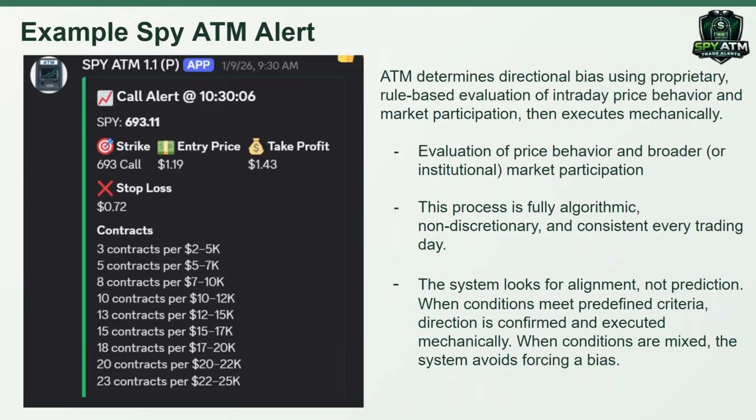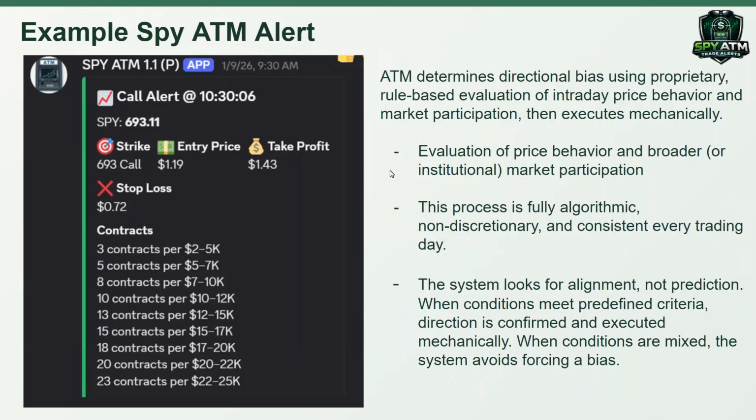Here's an example of the Spy ATM alert. This is given out in Discord, and every morning at 10:30 you get the thing on the left here. In this case, it was a call alert, and you can see it says call alert up the top. It gives you the SPY value at the time. It gives you the strike price of the option, so 693 call. It gives you an entry price and a take profit price with a stop loss as well. And we encourage everybody to put in an OCO order with these numbers in order to make sure it's mechanically executed. We also give some sizing guidelines if people want to follow those as well.